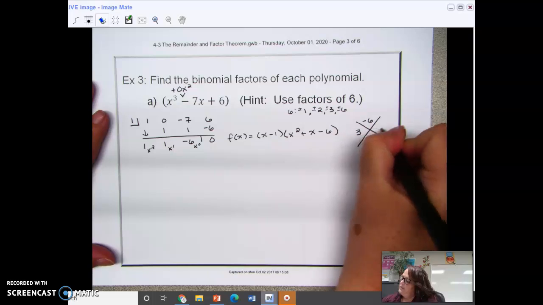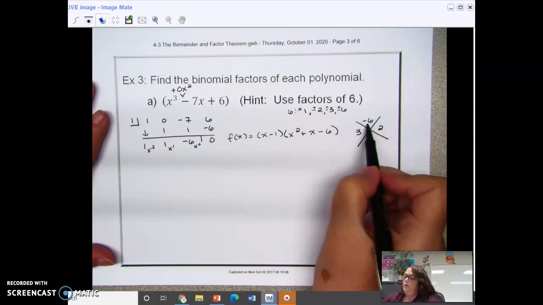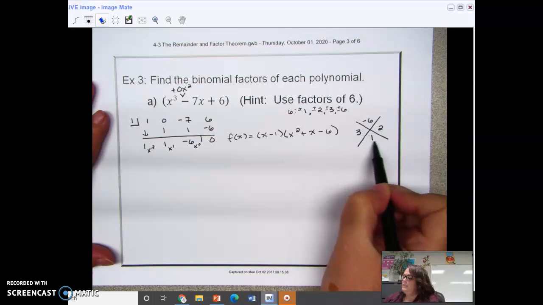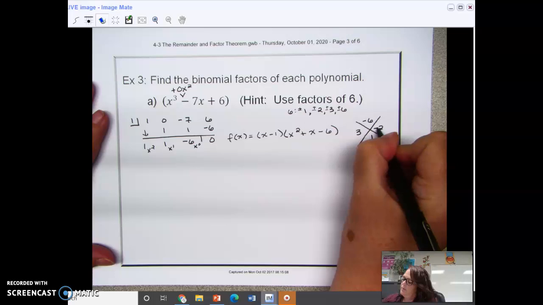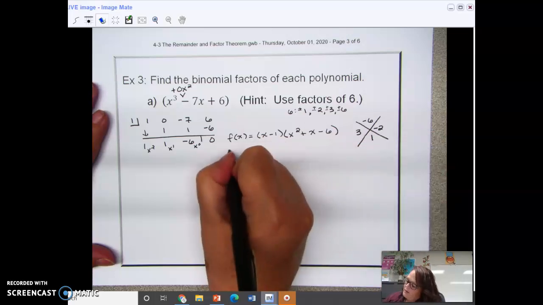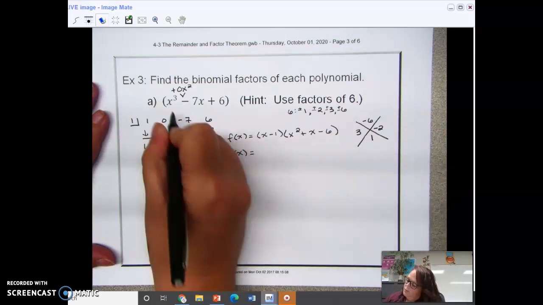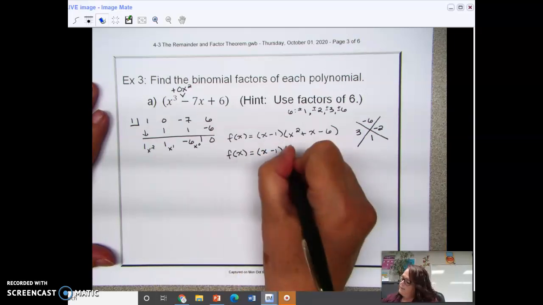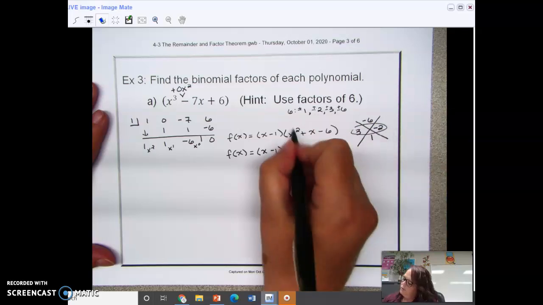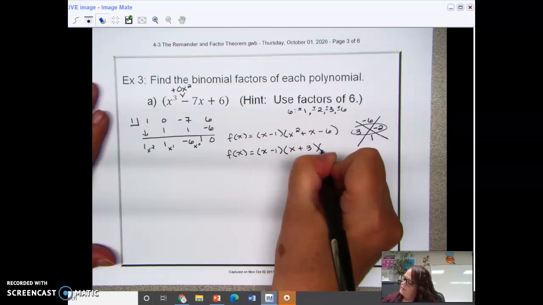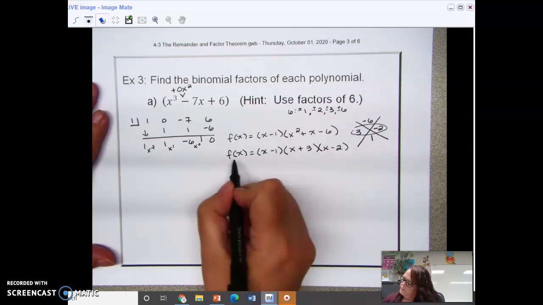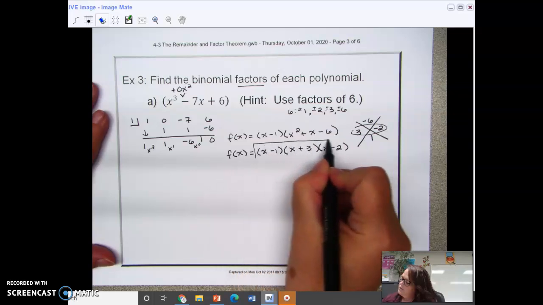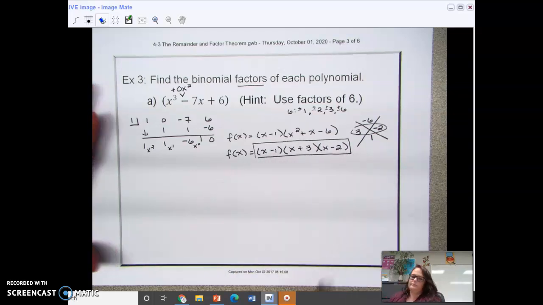So I know that I want to deal with 3 and 2, and I know I want their product to be negative. So one of them has to be negative. So since this number is positive, my bigger number is positive and my smaller number is negative. So that means that my function, that cubic function there, is going to be my original divisor, x minus 1, times x plus 3 times x minus 2. And it did say find the factors, not the zeros, so the factors are the binomials.